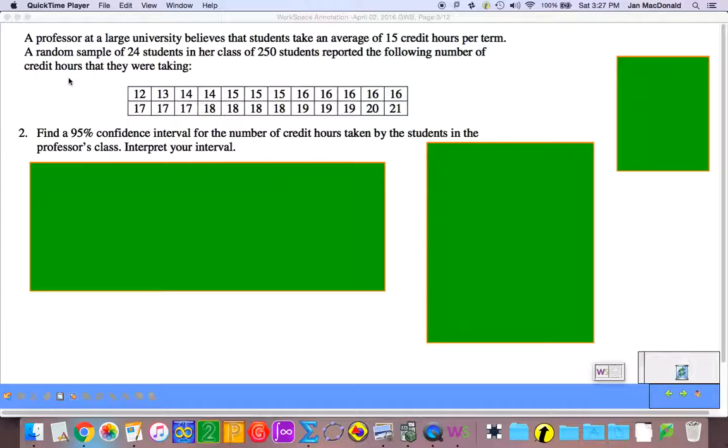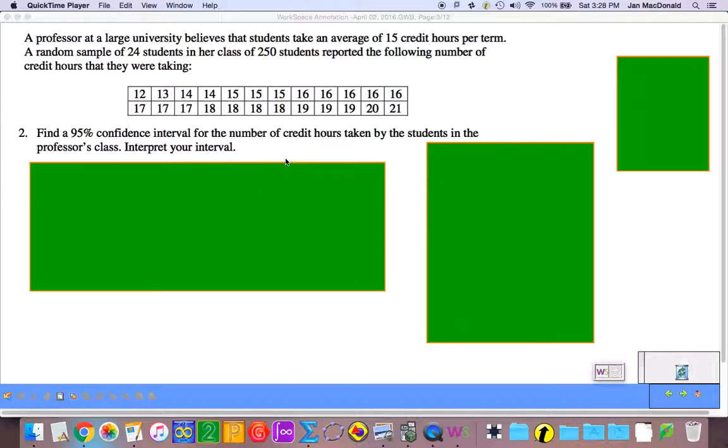A professor at a large university believes that the students take an average of 15 credit hours per term. A random sample of 24 students in her class of 250 students reported the following number of credit hours that they were taking. Find a 95% confidence interval for the number of credit hours taken by the students in the professor's class. Interpret your interval.